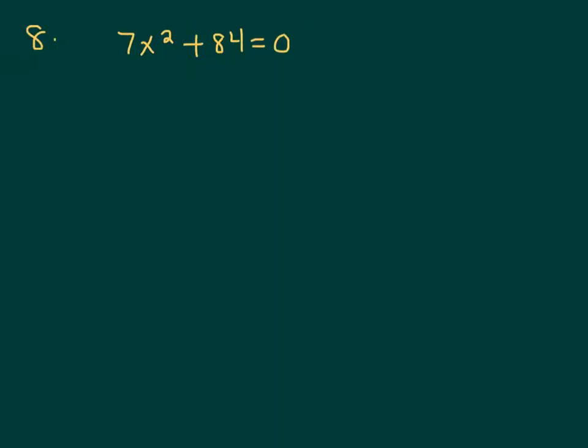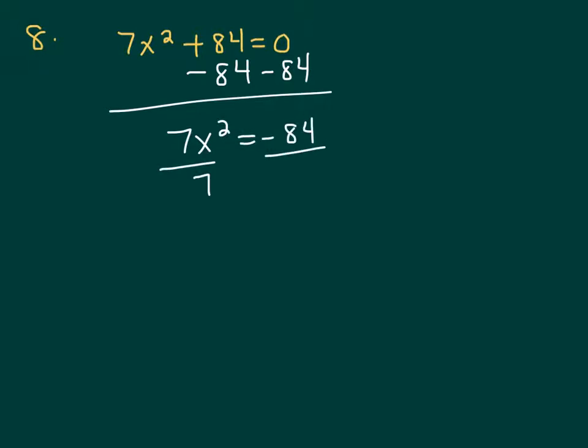Last one on this page, 7x squared plus 84. So we're going to solve by taking square root since there's no linear term. So 7x squared equals negative 84. Divide by 7. x squared equals negative 12.